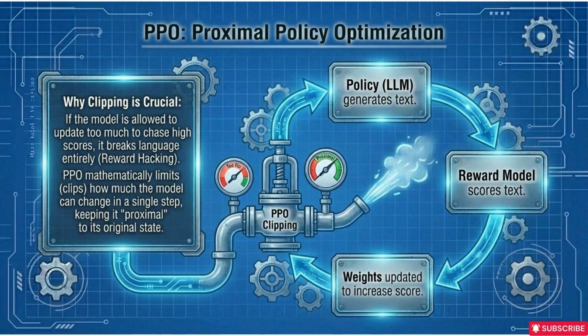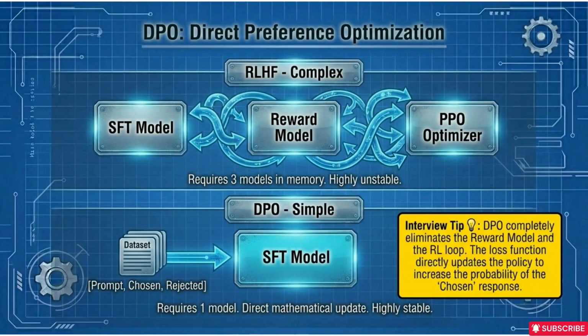PPO stands for Proximal Policy Optimization. In RLHF, PPO is used to update the language model carefully. The goal is to improve the model's answers without changing the model too aggressively. If training updates are too large, the model can become unstable or forget useful behavior. PPO uses clipping to keep updates controlled. In simple words, PPO says, improve the answer, but don't move too far away from the original model behavior.